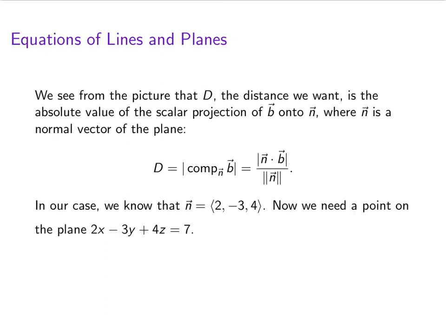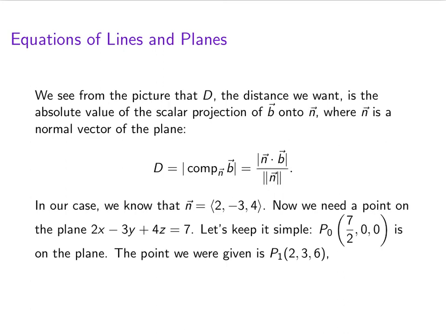And now we need a point on the plane 2x - 3y + 4z = 7. So how do you find a point on a plane? Let's keep it simple. The point P0 = (7/2, 0, 0) is on the plane. We just need something that, when we plug in the x, y, and z values into the equation, it's satisfied. So don't work too hard. Now the point we were given was P1, which is (2, 3, 6). That's a point that's not on the plane.